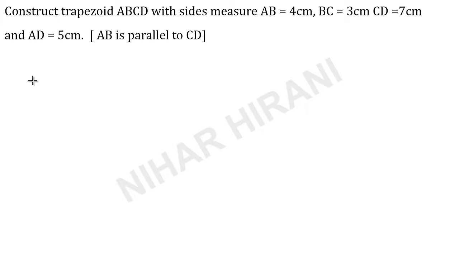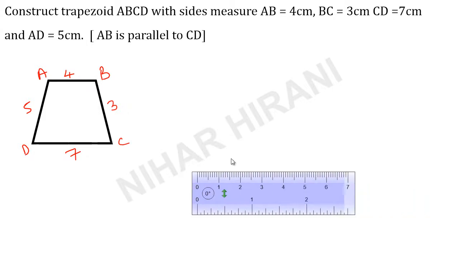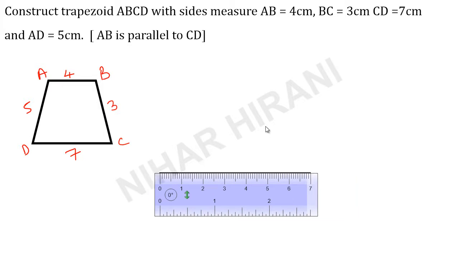So this is my trapezoid and let me name it A, B, C, D, and let me write the measurements as well. So AB is 4, BC is 3, CD is 7 and AD is 5. Now let's start the construction of this trapezoid. I will start with the longest side that I have, and that is 7 centimeter CD. So I will make a line segment of 7 centimeter. My line segment of 7 centimeter is ready.